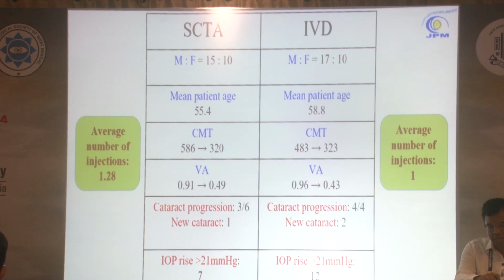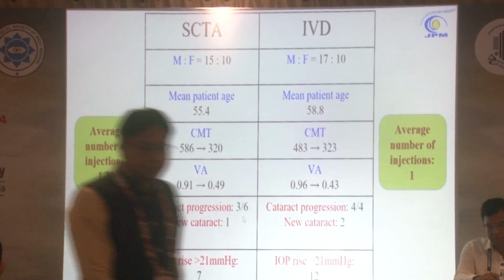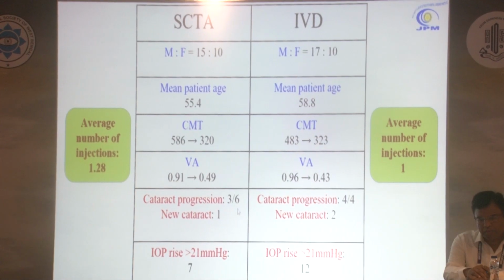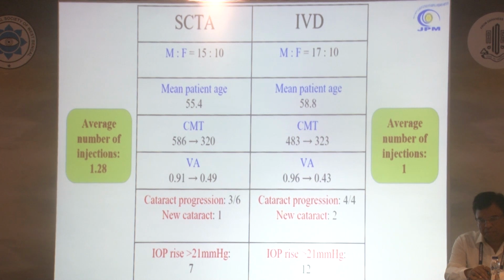So to discuss, we had in each group 25 patients, with a male to female ratio of 15:10 in SCTA and 17:8 in IVD, and the mean decrease in visual acuity was almost similar, with no great increase in IOP or cataract progression in each group. As you can see, 3 out of 6 patients which had some amount of cataract progressed in the grade of cataract, and 1 patient in the SCTA group developed new cataract.